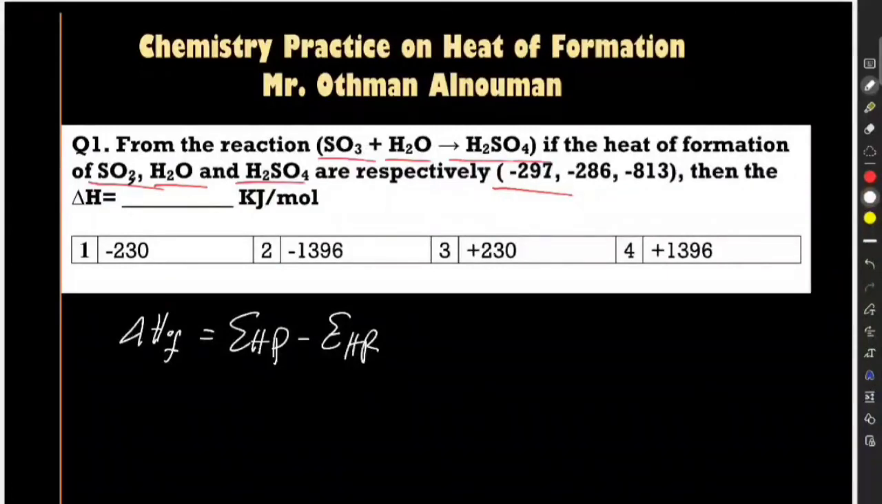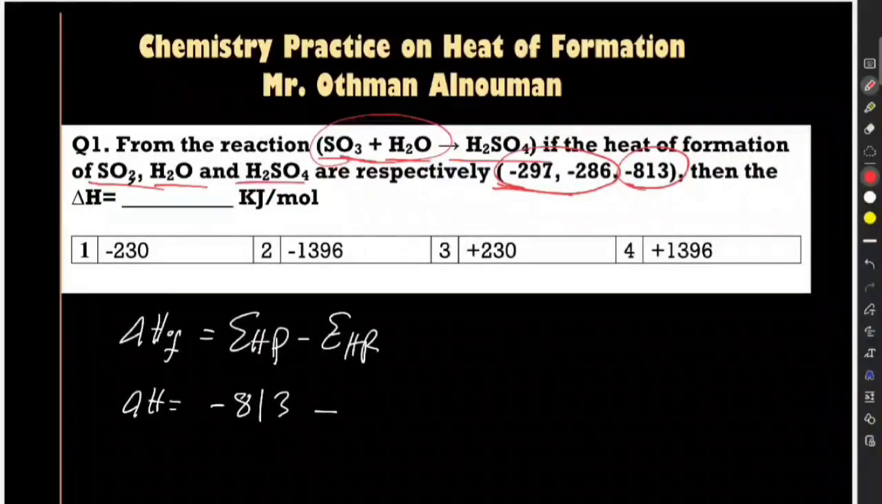Here we have the product, which is sulfuric acid, and this is the heat of formation of sulfuric acid, negative. Okay, so I will say delta H equals the sulfuric acid, which is negative 813, minus the heat of formation of the reactants added together, which is negative 297 and negative 286. We add them together and we subtract them from the heat of formation of sulfuric acid.